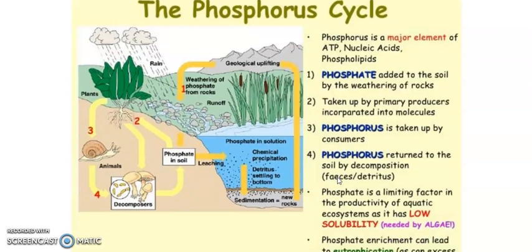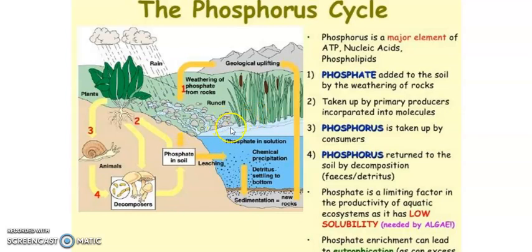Okay, so the last part is phosphorus cycle. So phosphorus cycle is very simple. Okay, so first, phosphate is added to the soil by weathering of rocks. So number one here, kita ada rocks and then the weather, ada hujan, ada hujan panas. So phosphorus, the element ada dalam rocks. So bila ada weathering macam ni, dia akan menyebabkan phosphorus from the rock mengalir masuk ke dalam air dan juga ke dalam tanah.